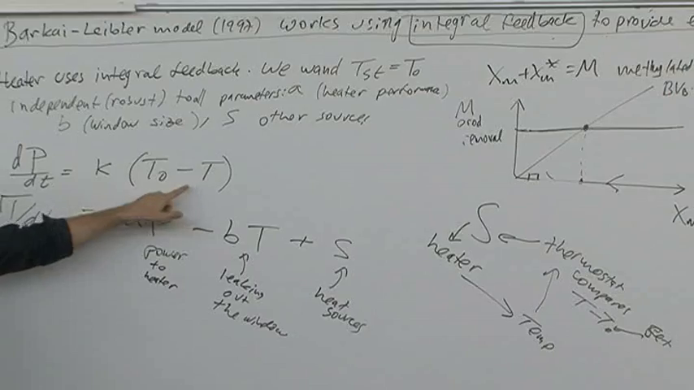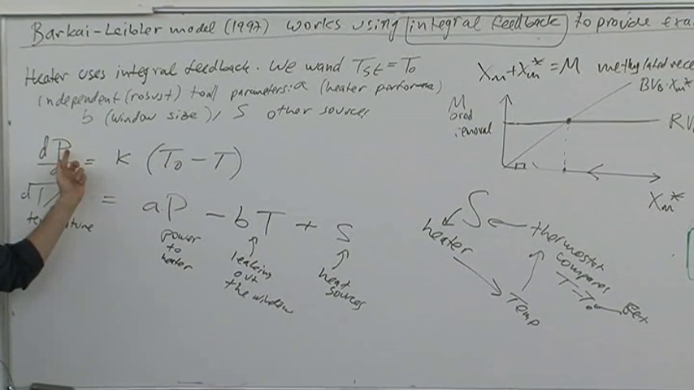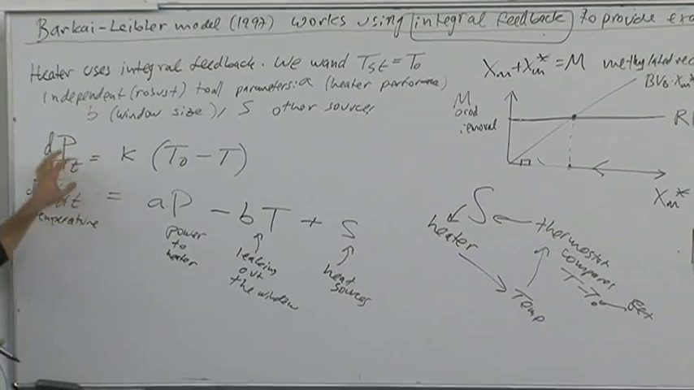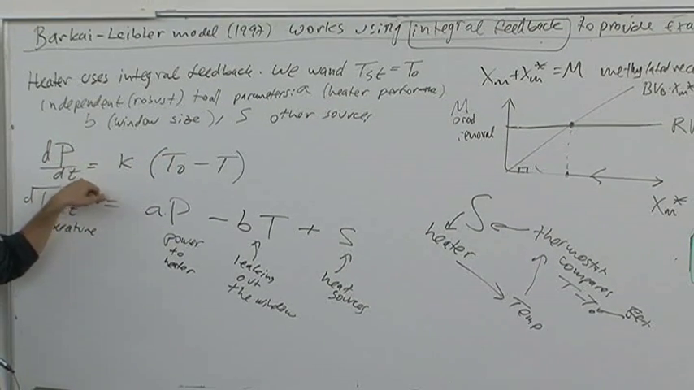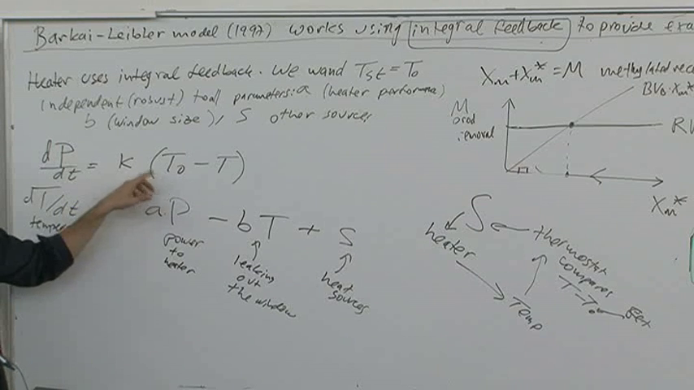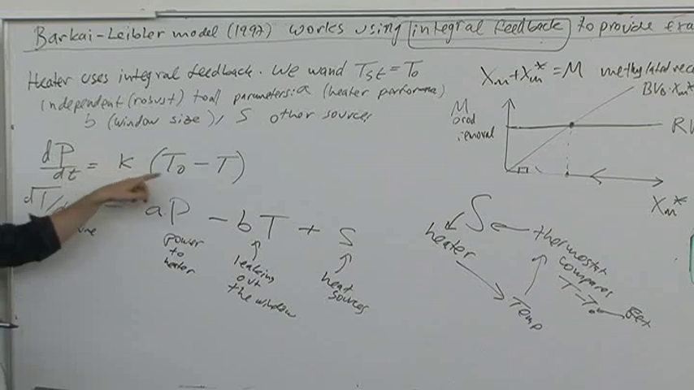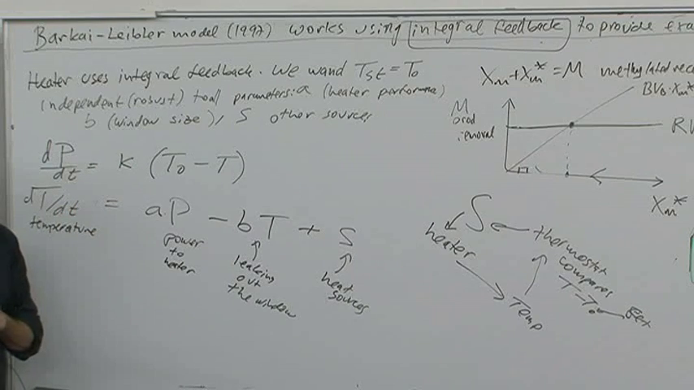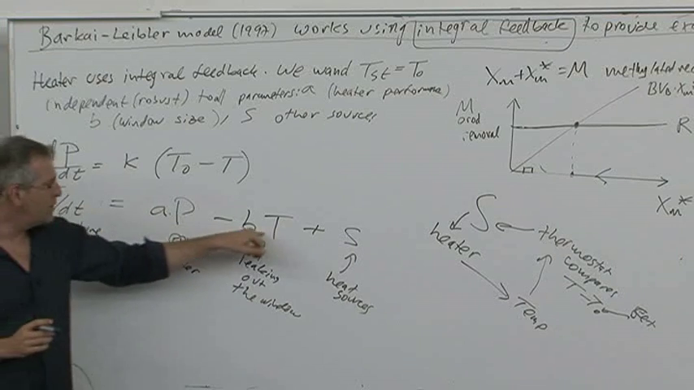If my temperature is below the desired temperature, I increase the power. I start increasing the power. It's not that P is equal to this, it's the rate of change of P that's equal to this. If T is too high, I decrease the power. Now, how do I know that this is robust and reaches T0, irrespective of A, B, S?